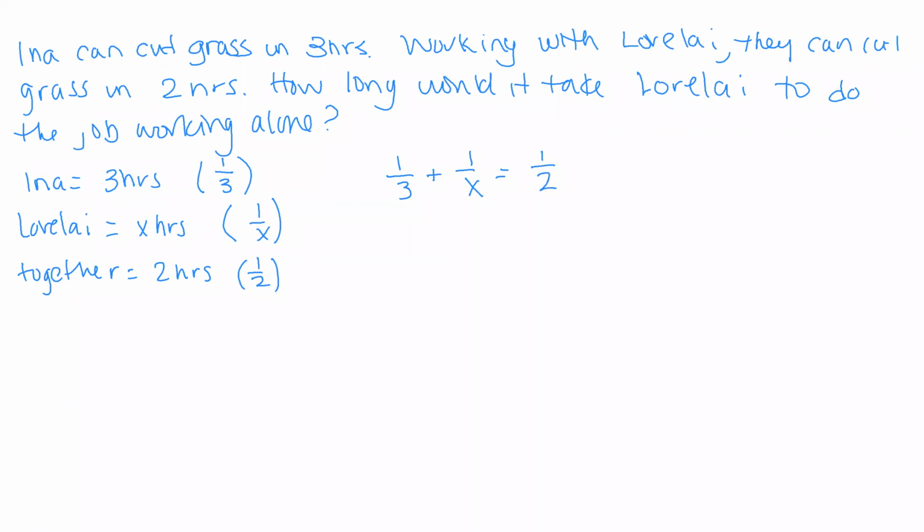So in this case, just like the previous example, we have an LCD of 6x. I'm going to take each term and multiply it by 6x.